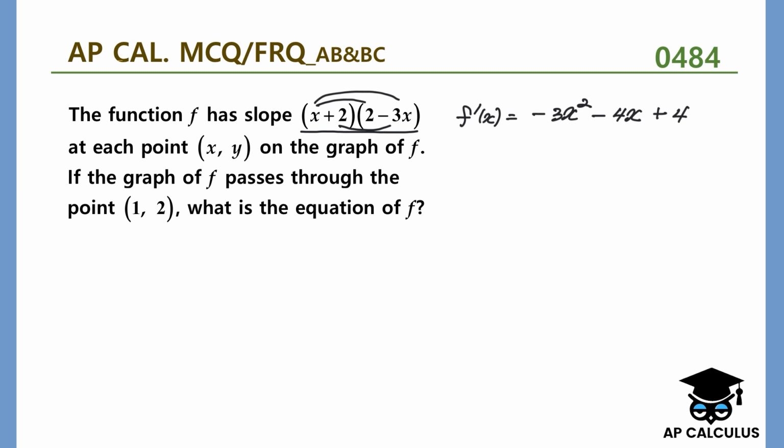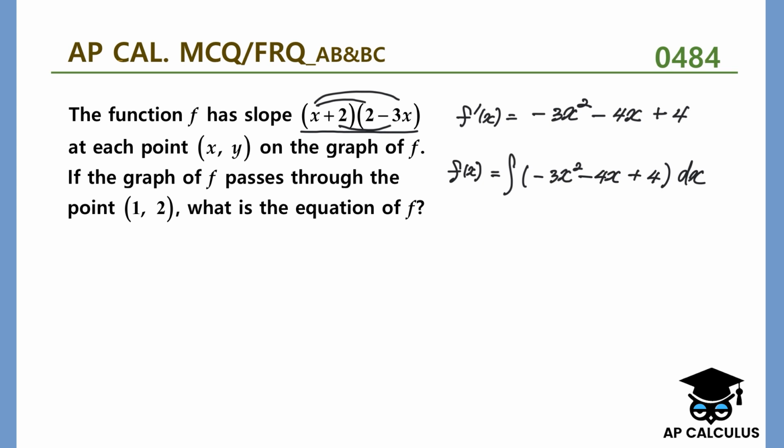Right? Okay, the question here is, if the graph of f passes through this point right here, what is the equation of f, right? Here we have f prime. The question is to find f. So we're going to have to integrate this f prime, right? So let's integrate this. Negative 3x squared minus 4x plus 4 dx. This is going to be our f, right?